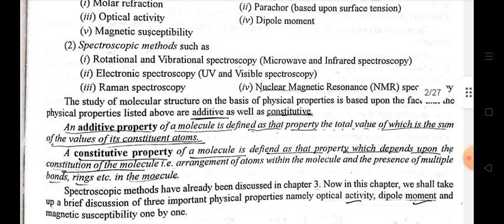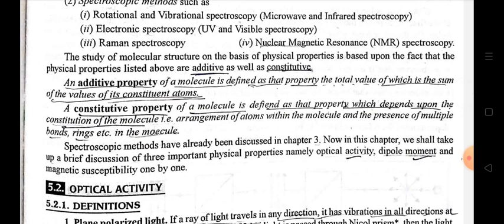in the molecule. Spectroscopic methods have already been discussed in Chapter 3. Now in this chapter we shall take up a brief discussion of three important physical properties, namely optical activity, dipole moment and magnetic susceptibility, one by one.